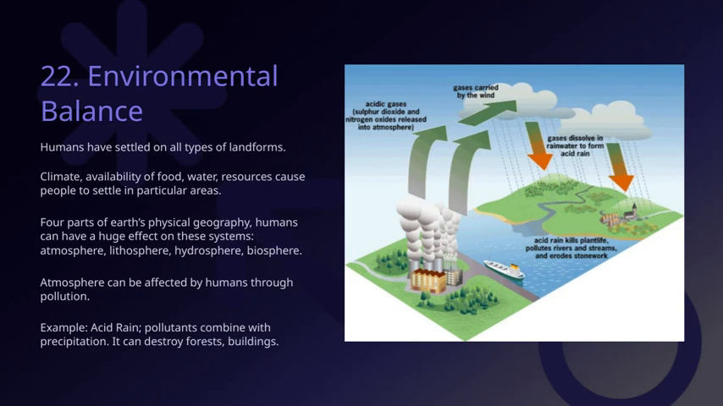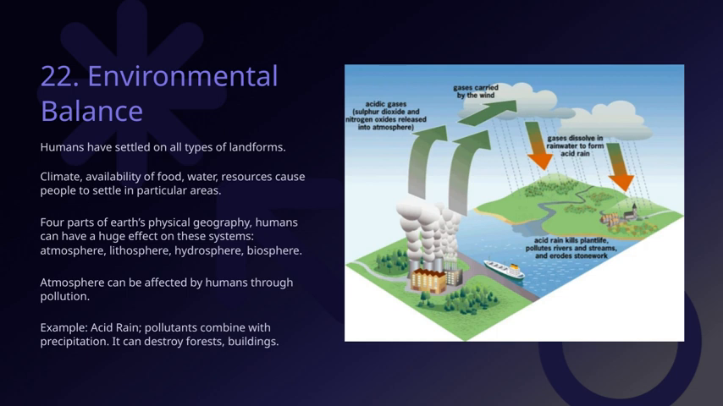Let's talk about environmental balance. As we've seen with examples like acid rain, pollutants can combine with precipitation and cause significant damage, destroying forests and buildings. This highlights how human activities can directly affect our atmosphere. Now, the atmosphere is just one part of the Earth's physical systems, which include the lithosphere, hydrosphere, and biosphere. Humans can have a major impact on all of these systems.